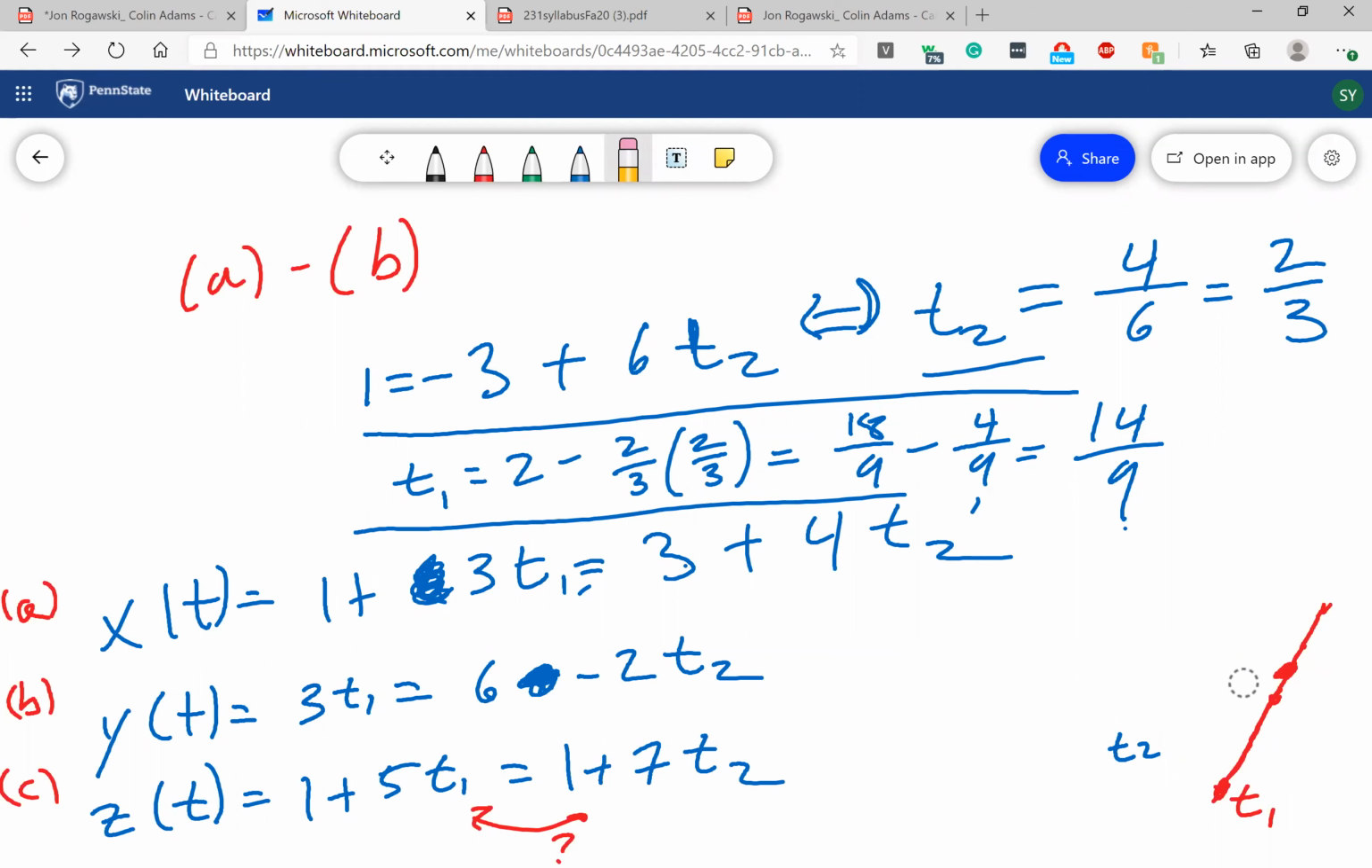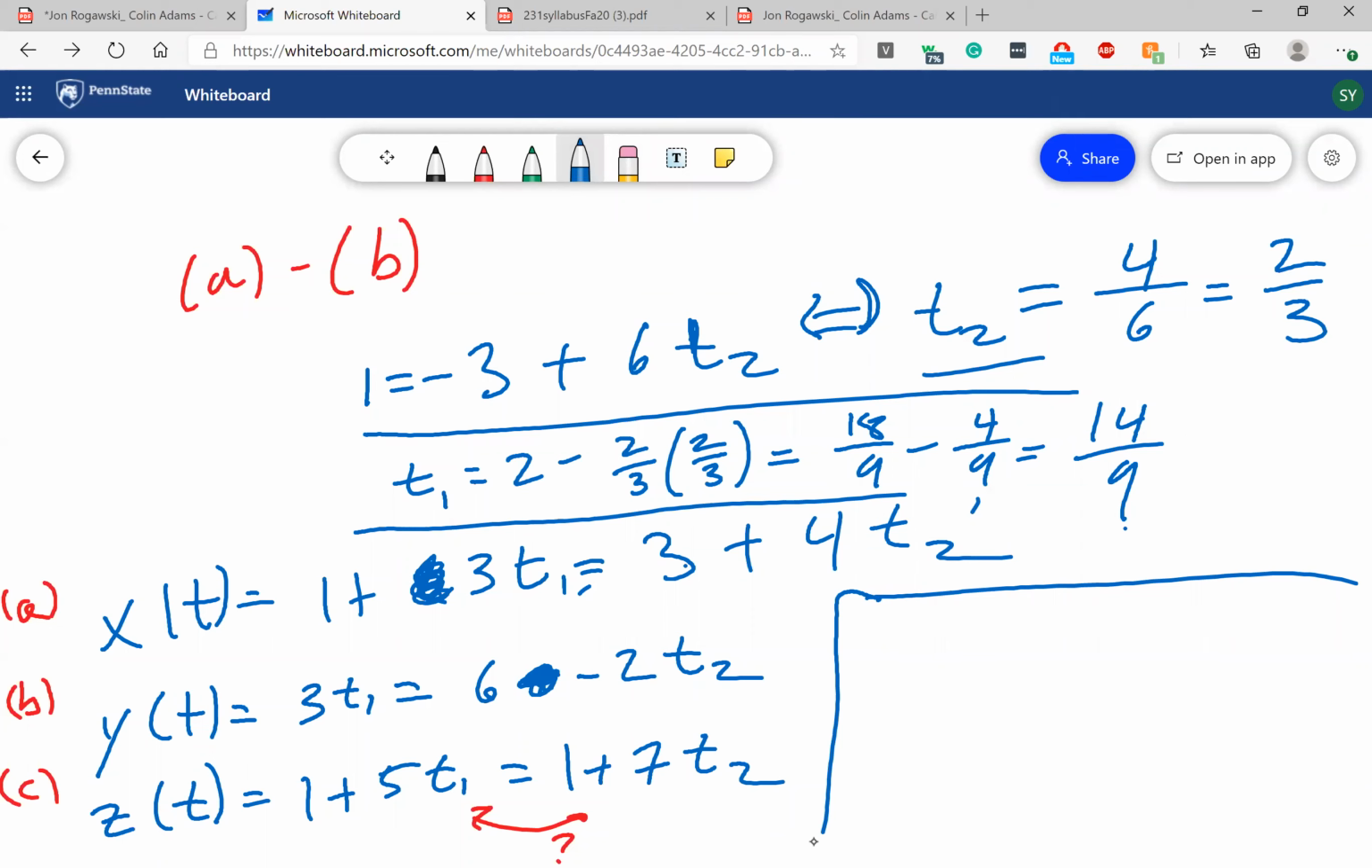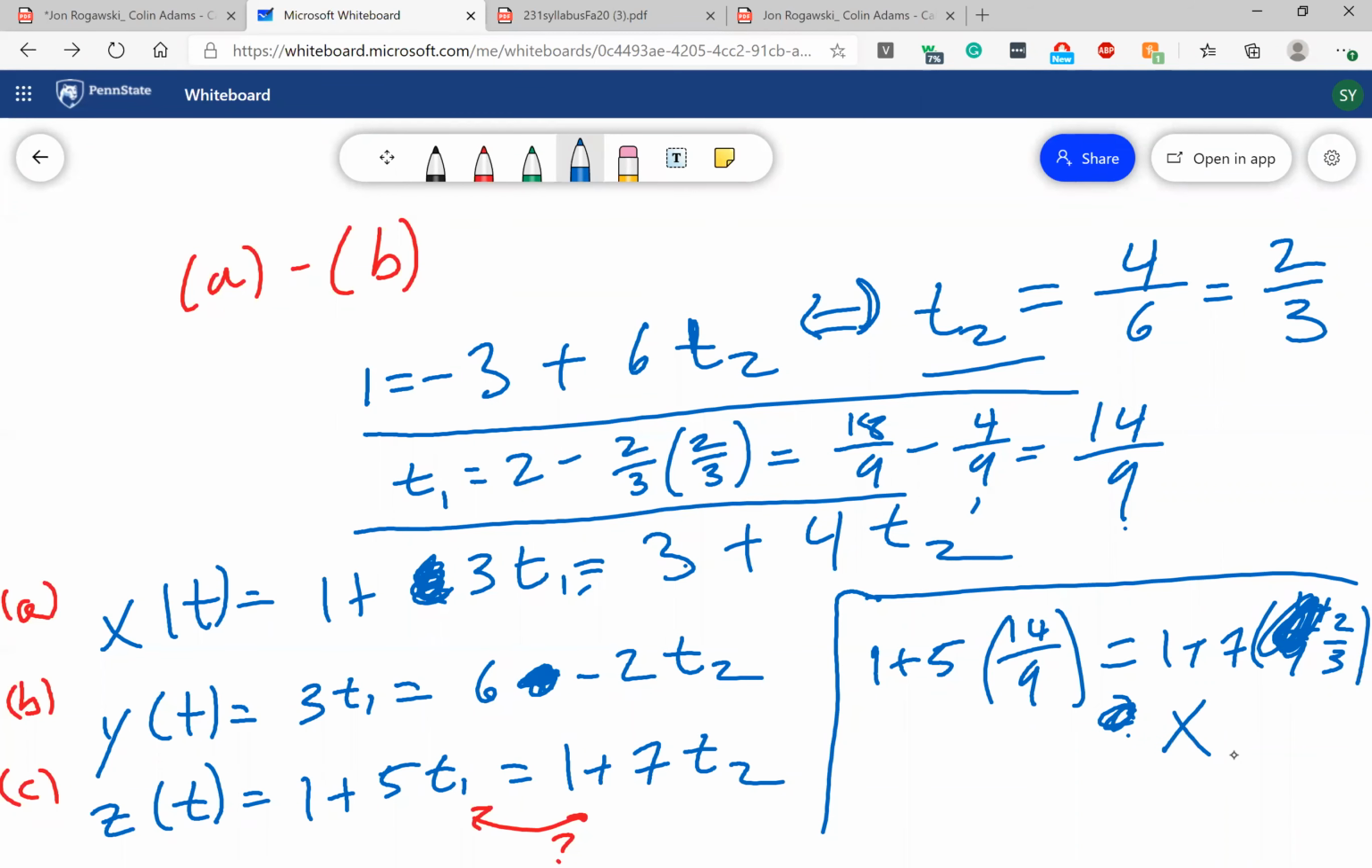So I'm going to just erase this for a second. Now if we want to know whether the lines intersect, we want to know if the z coordinates are equal. So let's plug it in. So is 1 plus 5 T1, which is 14 over 9, equal to 1 plus 7 times T2, which is 2 over 3? Right, and the answer is no, these are not equal.